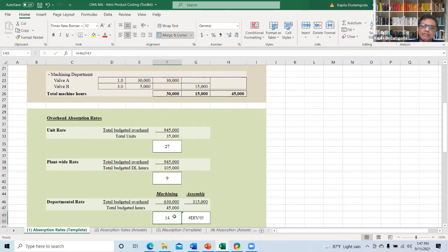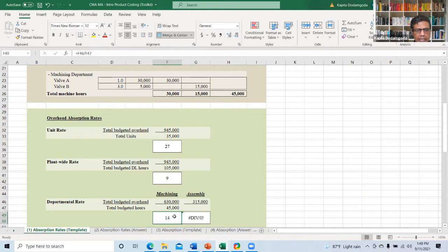Whether it is valve A, valve B, or any of the other valves, a machine hour generated in this machining department is costing us 14. So proportionate to the number of machine hours consumed by the product, an appropriate amount of overhead should be absorbed by the individual product. So it is 14 per machine hour.